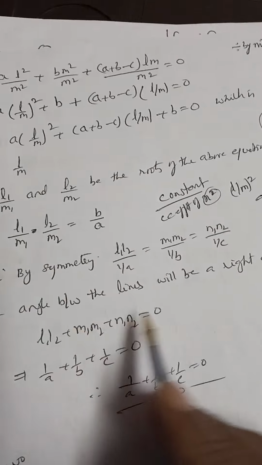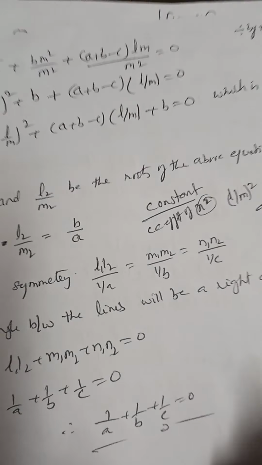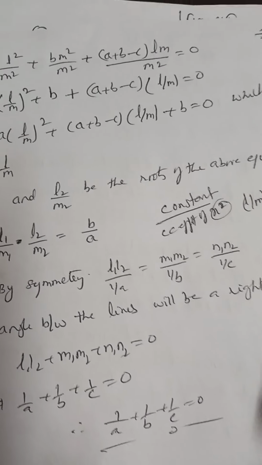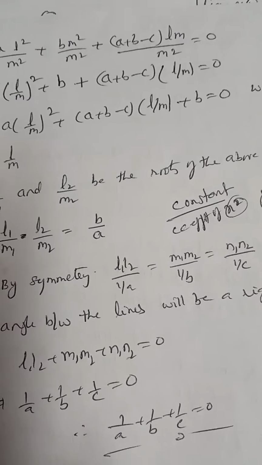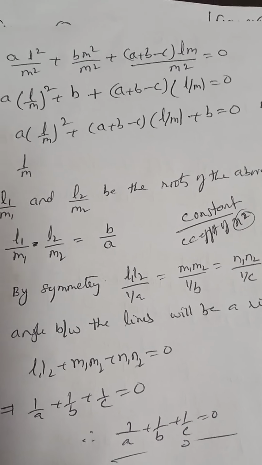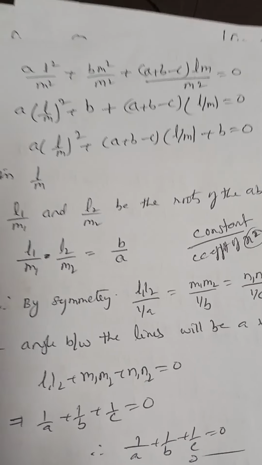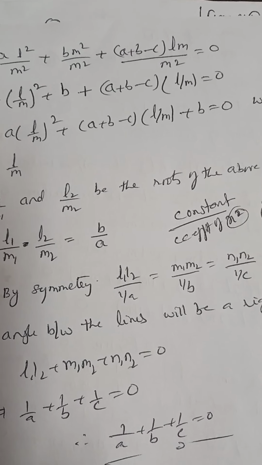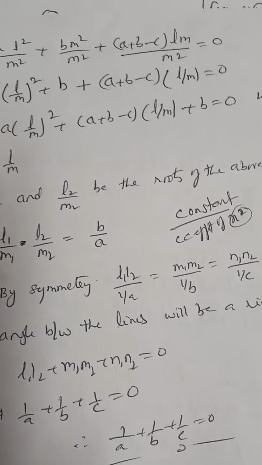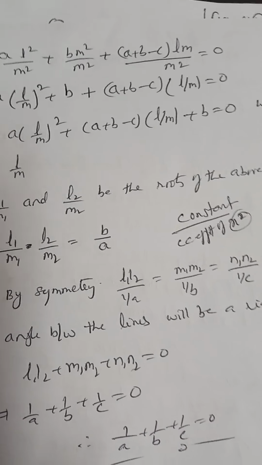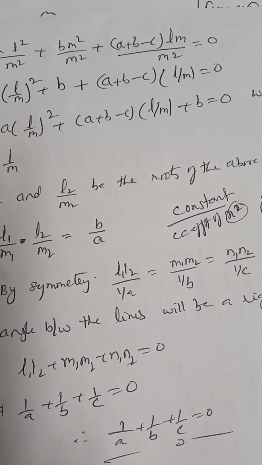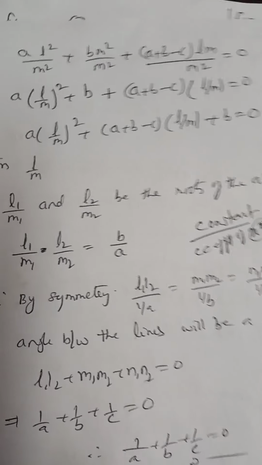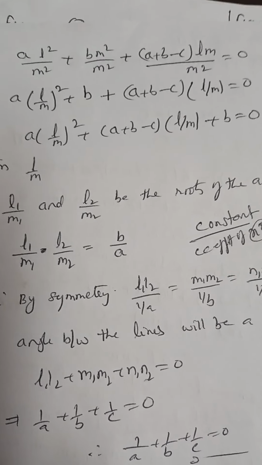Now the angle between the lines will be a right angle, which means all three are mutually perpendicular lines. Those are generators, so the angle between them is 90 degrees. If the angle between any two lines is theta, then cos theta is equal to l1 l2 plus m1 m2 plus n1 n2 by square root of sigma l1 square into square root of sigma l2 square. That is the angle between two lines formula.